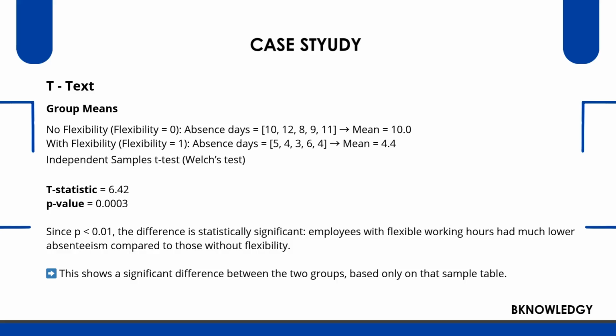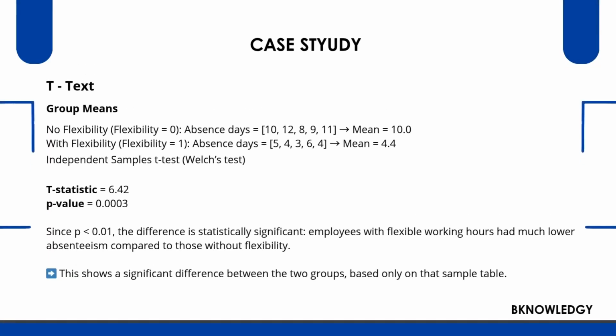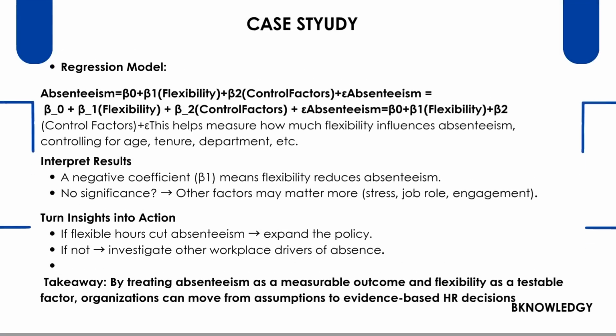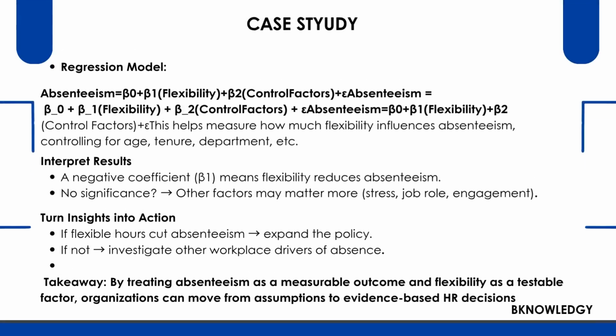T-statistic equals 6.42, p-value equals 0.0003. Since p is less than 0.01, the difference is statistically significant. Employees with flexible working hours had much lower absenteeism compared to those without flexibility. This shows a significant difference between the two groups, based only on that sample table.